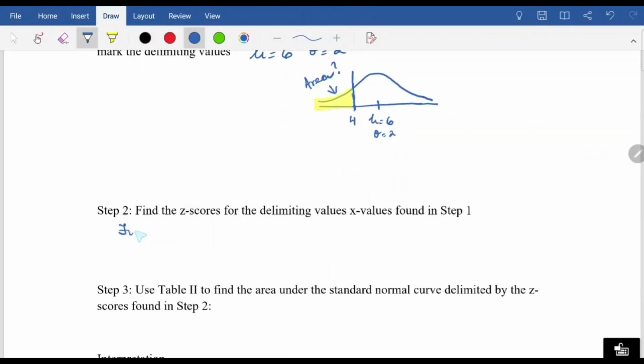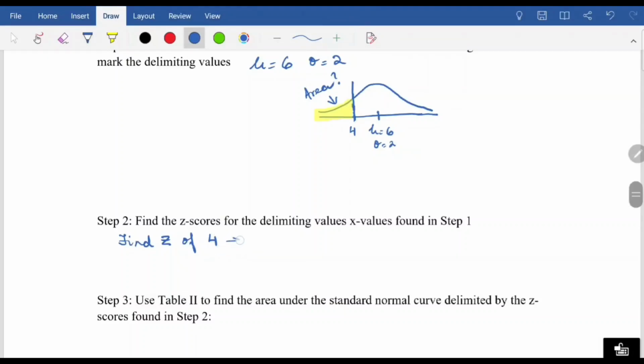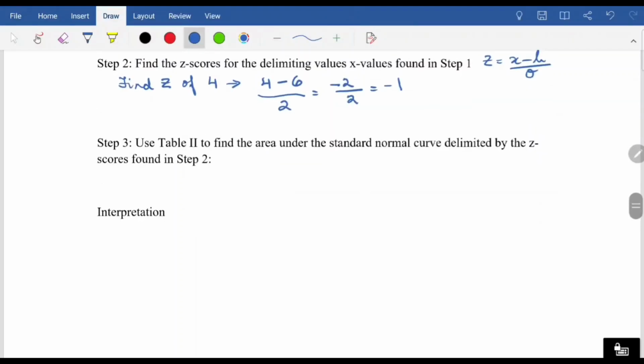Find z of, what's the x value? 4, correct? So the formula, again, let's write it out here. Z equals x minus mu over sigma. So x in this case is 4. So 4 minus 6, mu is 6, divided by 2, which will be negative 2 over 2, which is negative 1.